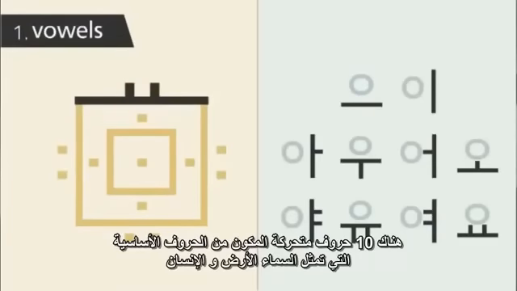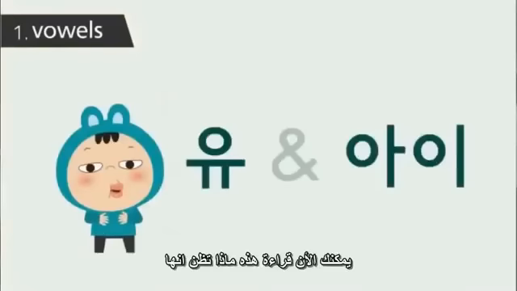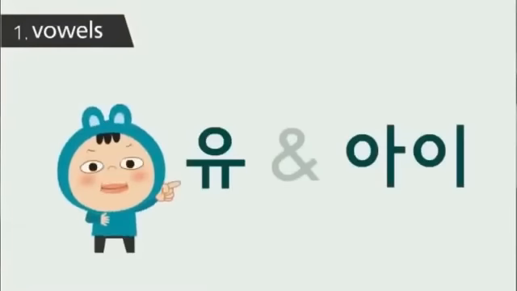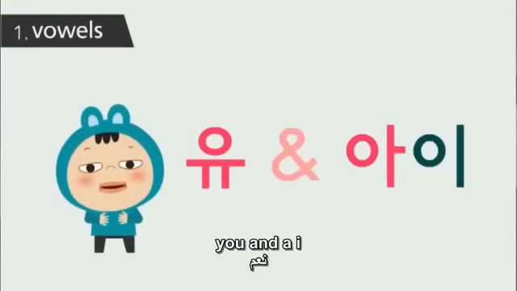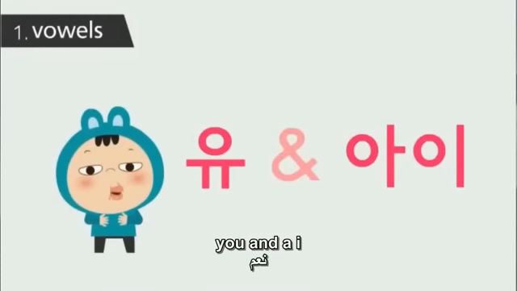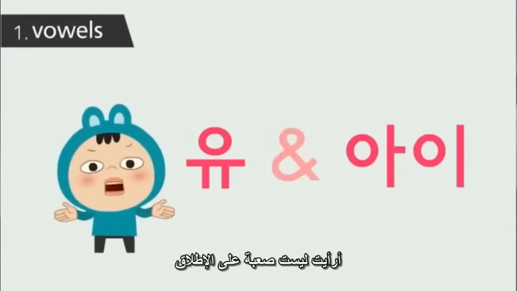There are 10 vowels made out of the basic vowels which represent the sky, the earth, and the human. You can now read this. What do you think it is? U, N, A, E. That's right. See, it's not difficult at all.